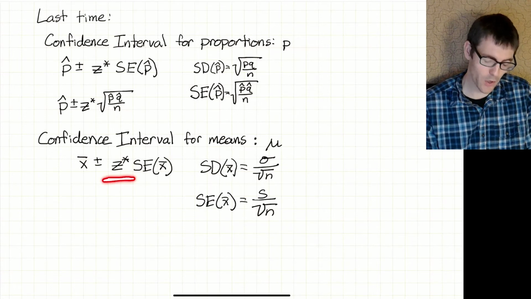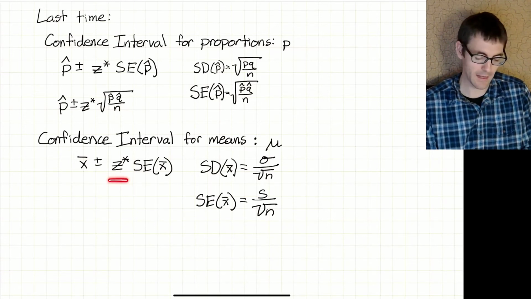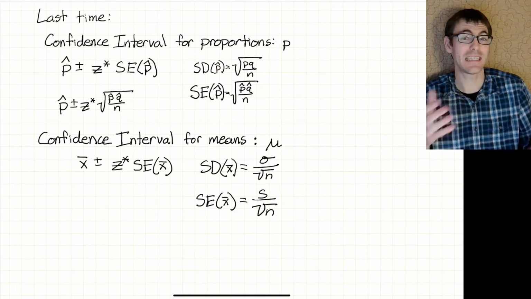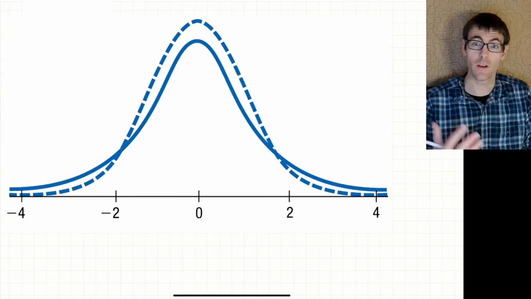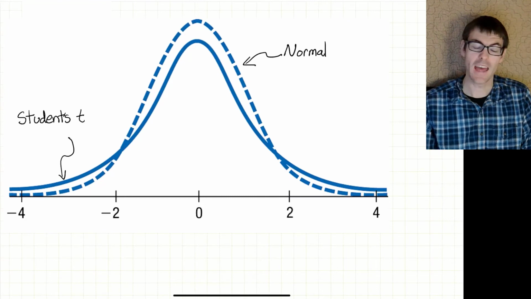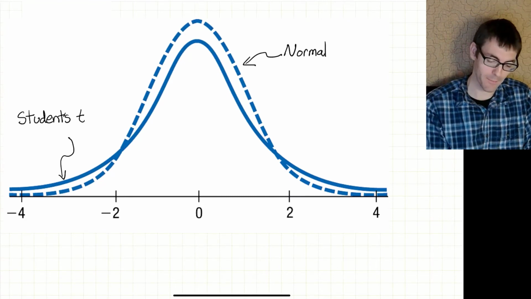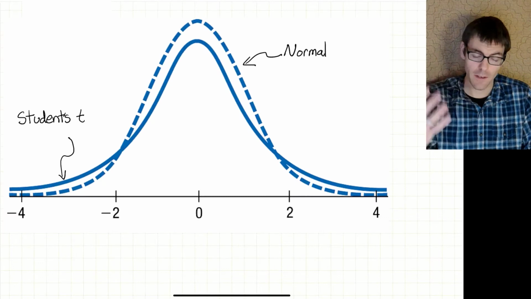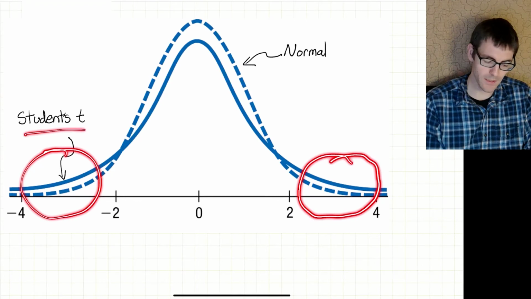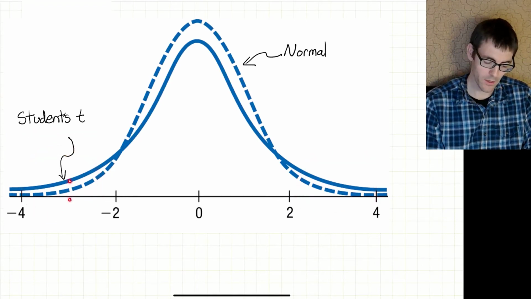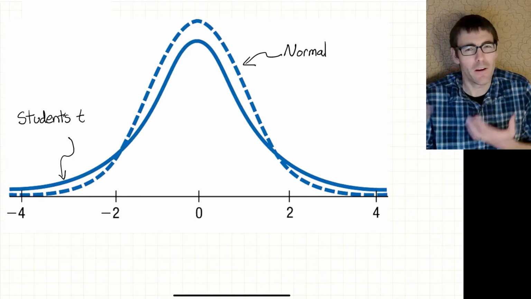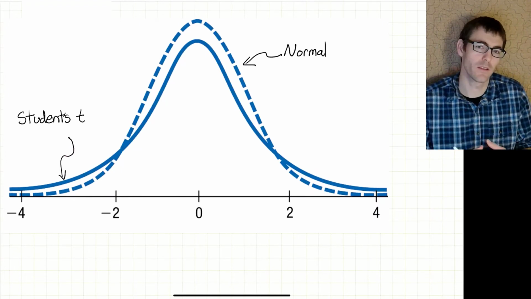Rather than using our normal model, which is indicated by a z star here, we're going to use what's called student's t model. So here we have our usual normal distribution in this dotted line, and student's t model is represented by this solid line. These should look very similar, but a main difference has to do with the tails. The tails for student's t model are wider than they are in the normal model, and this is accounting for higher variability when we have smaller sample sizes.